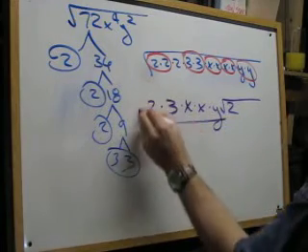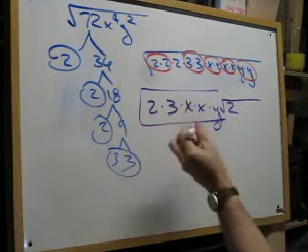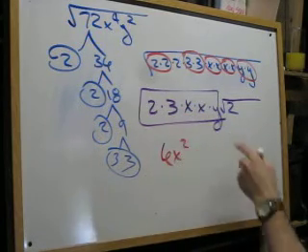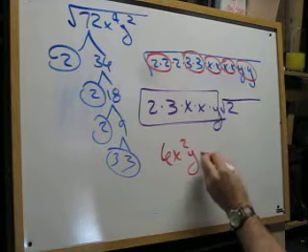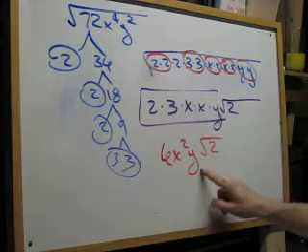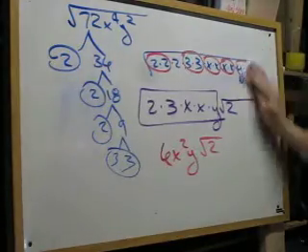So what I'm going to do is multiply these. And when I multiply those, I get 2 times 3 is 6. X times x is x squared. I still have a y, and in my radical sign is the square root of 2. That ends up being a simplification of that, even though it doesn't look terribly simple.